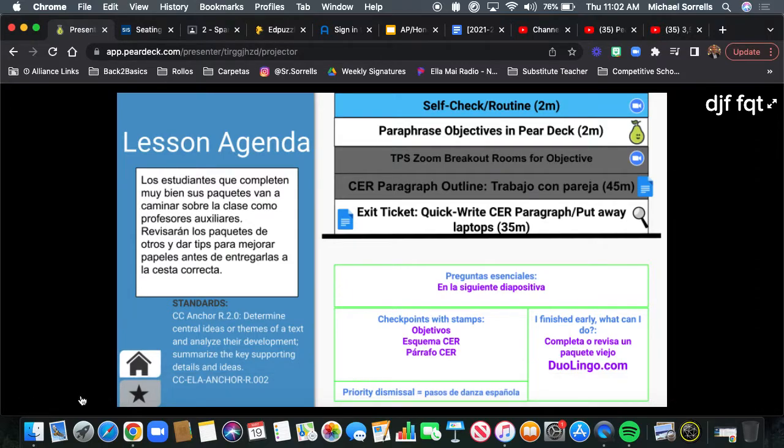So this is our agenda for today. Essentially what we're going to do is we're going to be writing a CR paragraph to conclude our unit. Estamos escribiendo este párrafo CR para concluir nuestra unidad.